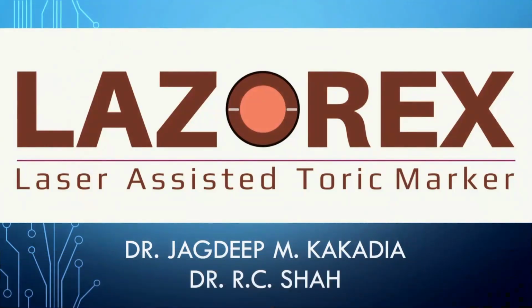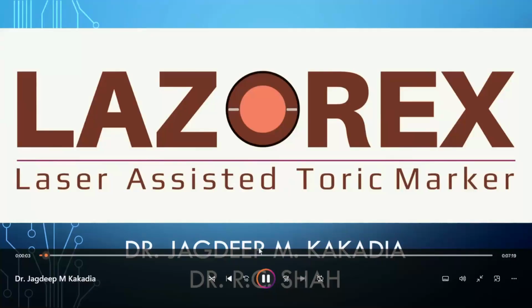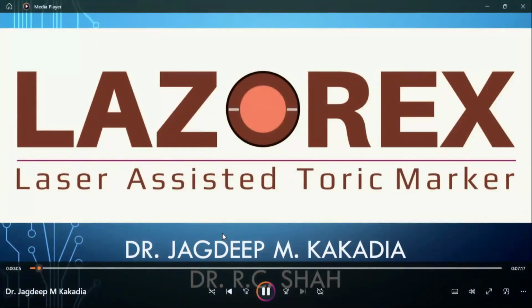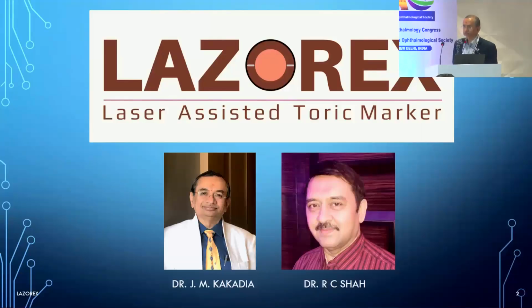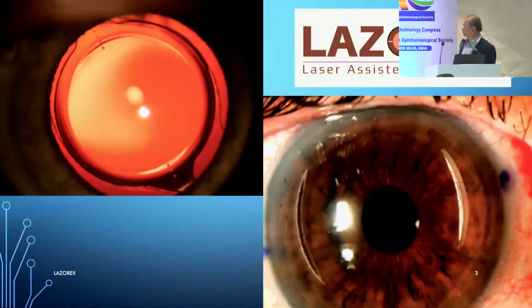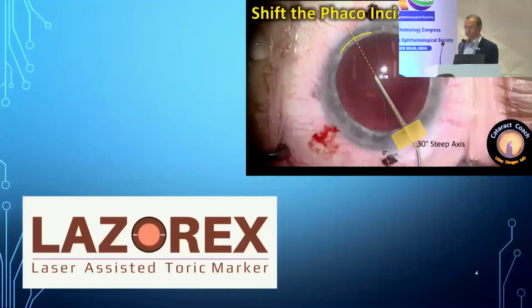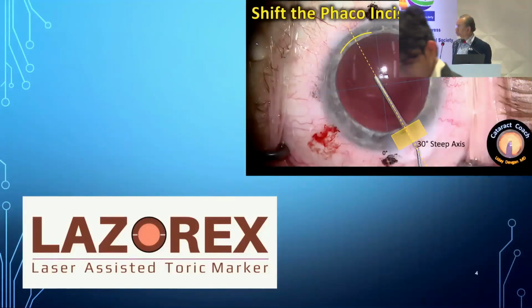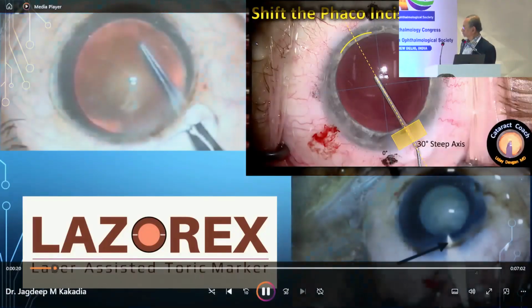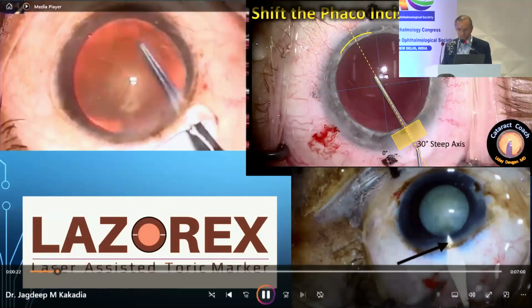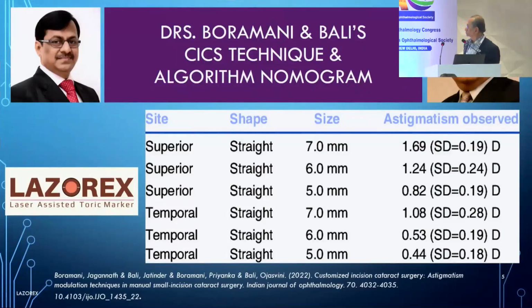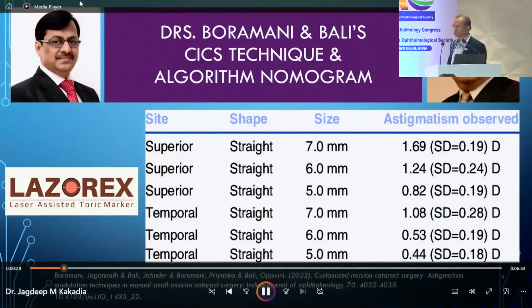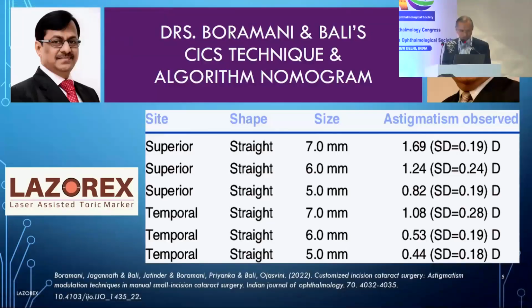Hello, dear friends and colleagues. Today we are very happy to introduce to you LaserX, which is a laser-assisted toric axis marker, which is a great help for toric IOLs or for astigmatic keratotomy, and also for astigmatism control by on-steep axis incision placing in phaco or MSICS surgeries. LaserX is very helpful and useful for Dr. Boramani and Bali's CICS technique.